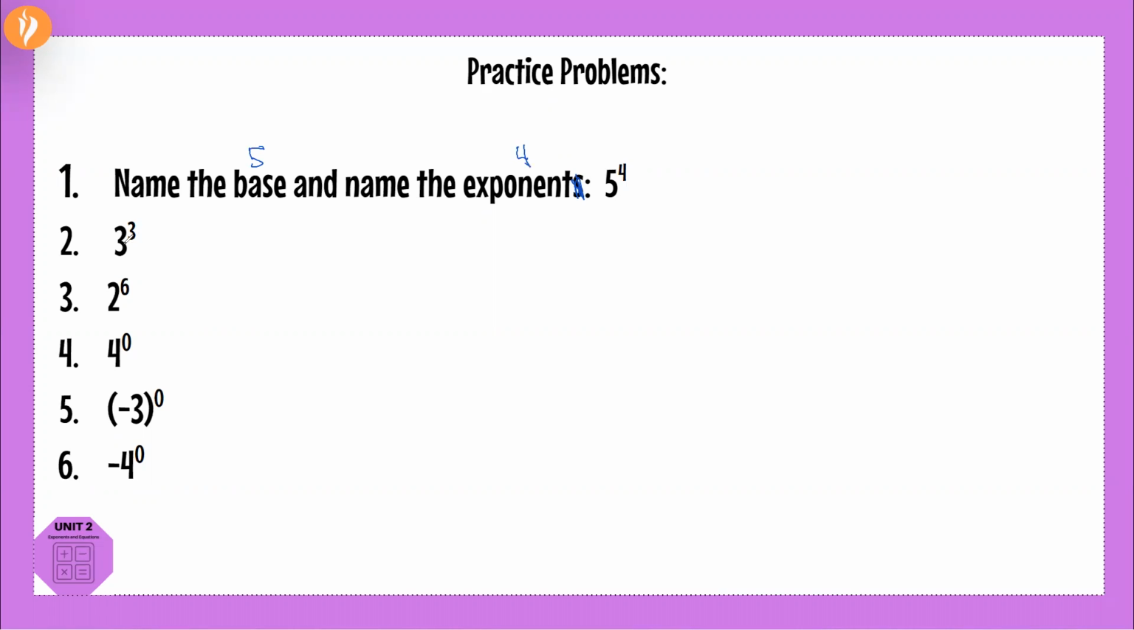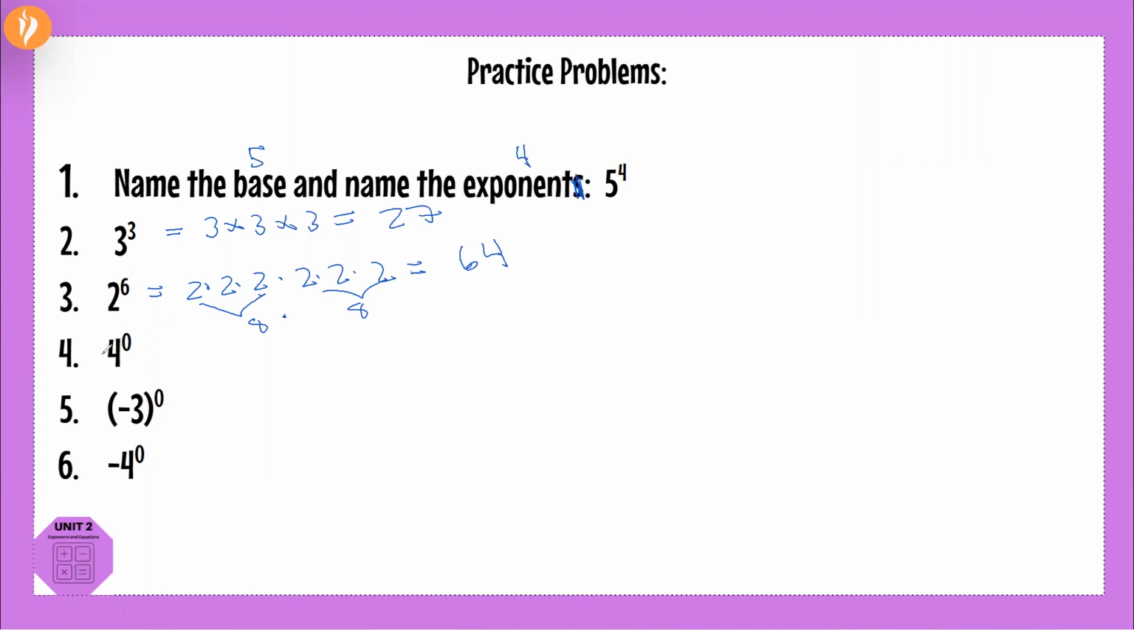All right, number 2, what does 3 cubed mean? It means 3 times 3 times 3, which happens to be 27. All right, 2 to the 6th power, we have 2 times 2 times 2 times 2 times 2 times 2, 1, 2, 3, 4, 5, 6. So I know 2 times 2 is 4. 2 times 2 times 2 is 8, times 8. So 2 to the 6th power is 64.